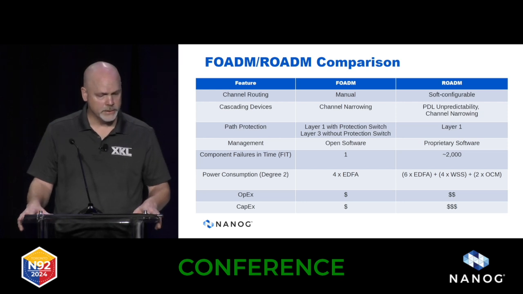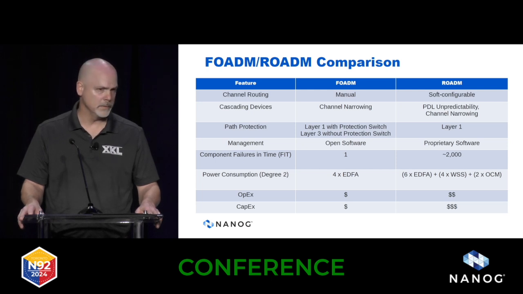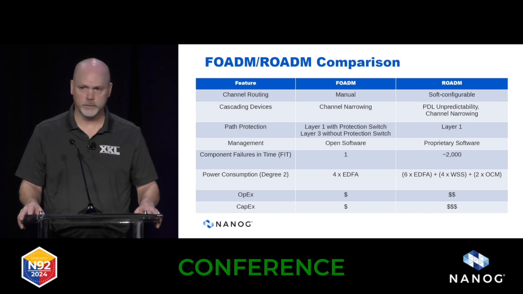Path protection is done easily in a ROADM at layer 1 with the blocking and the ability to attenuate the light with the WSS. In a FOADM, an optical protection switching device is needed if you want to do that at layer 1. There's no inherent switching capability.